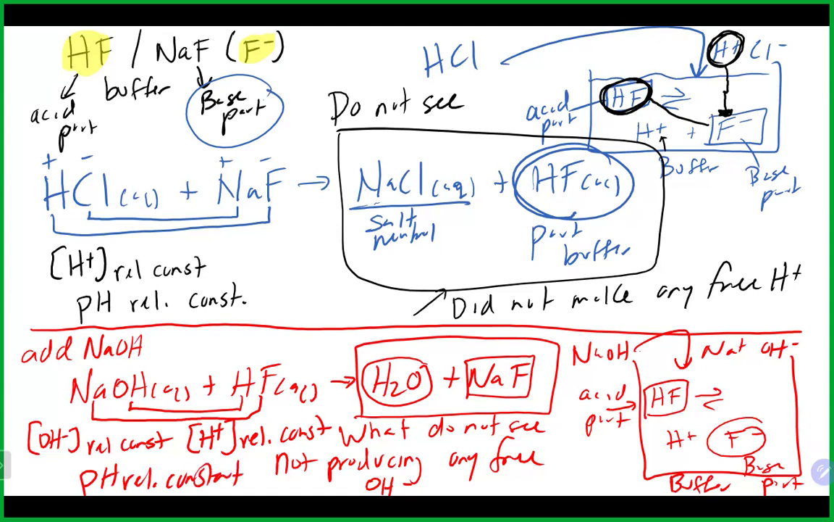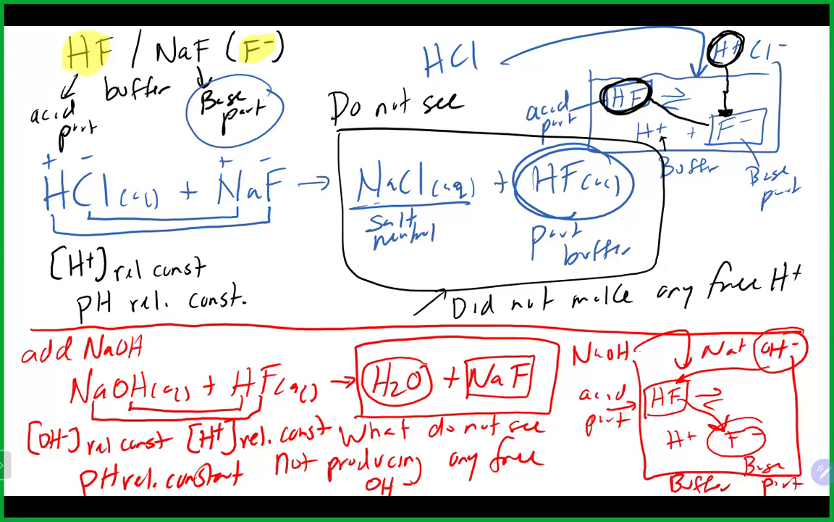So here, when you add a base to a buffer, it prevents the formation of free OH minus in that solution, and that's what's able to maintain the pH. So when you added this, OH minus goes and finds the HF and makes water, and the result of that is you actually make some more F minus in that solution, but the result is you did not make any free OH minus.